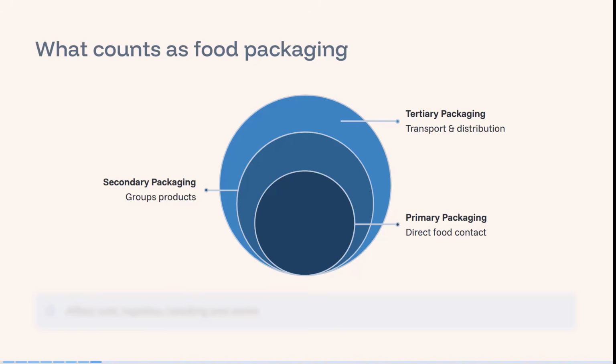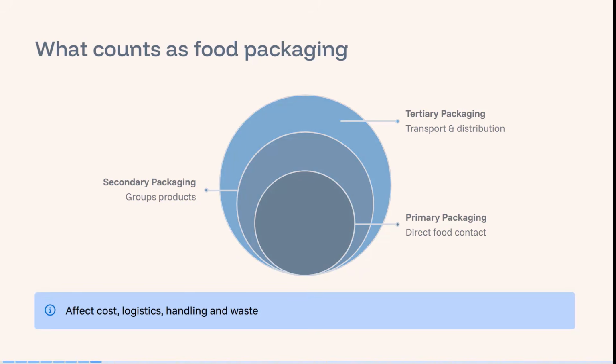Next up, we have got secondary packaging, which groups primary packaging together. So, for example, a sleeve, multi-pack wrap, or outer box. Moving on to tertiary packaging, this supports transport and distribution, using things like pallets, corrugated cases, or stretch wrap. Now, this matters because food packaging is not just about what the customer sees in their hand. All 3 levels affect the cost, logistics, handling, and waste. A business could make a sensible looking improvement to one layer, but still create a problem elsewhere in the system. So, when analysing packaging, it helps to think beyond the obvious visible pack.